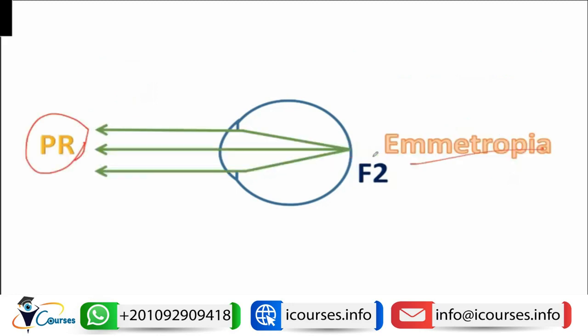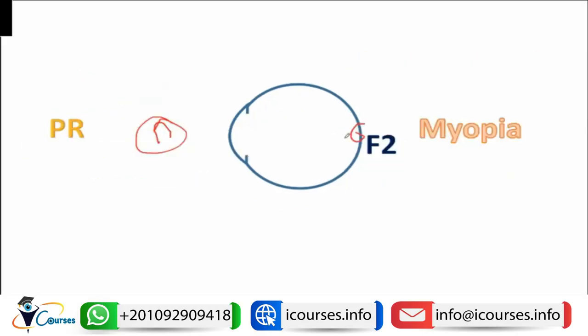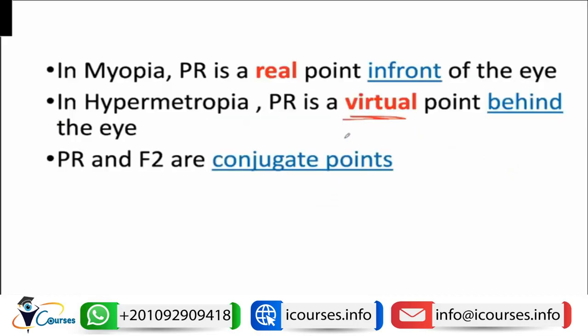And again, in emmetropia, if we have a point at the F2, it will emit light rays that will emerge from the eye parallel. And if we have parallel light rays coming from the punctum remotum, they will come to a focus at the F2. So F2 and punctum remotum are conjugate points.